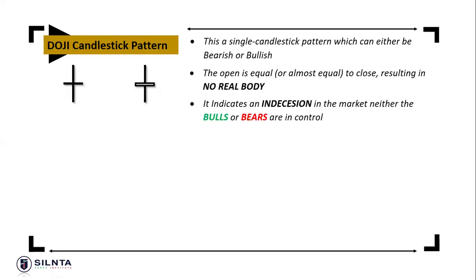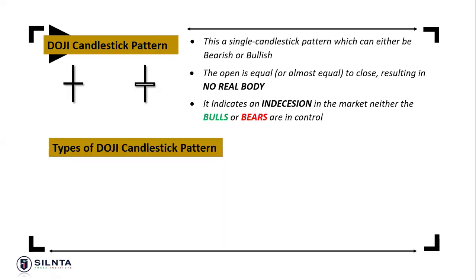So what we are saying is whether it comes green or red, a doji is just a doji. Whether it's in green or in red, if it's a cross, it's just a doji. It indicates an indecision in the market.